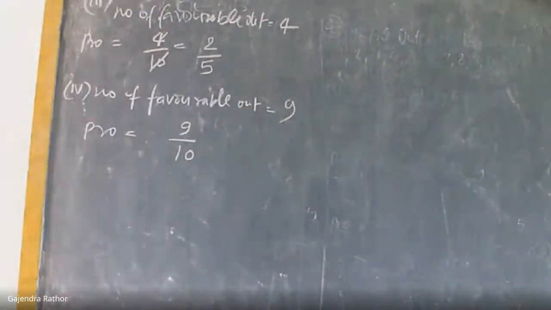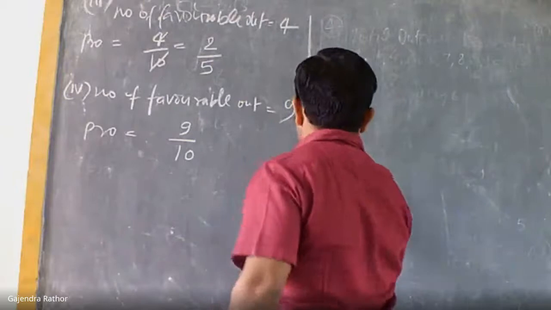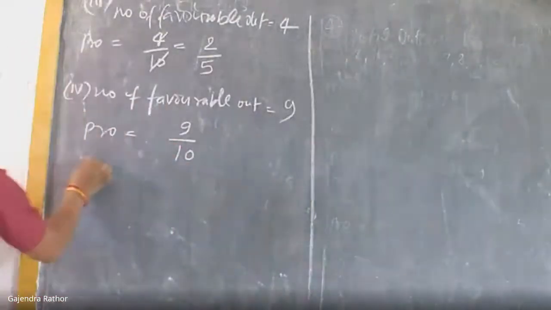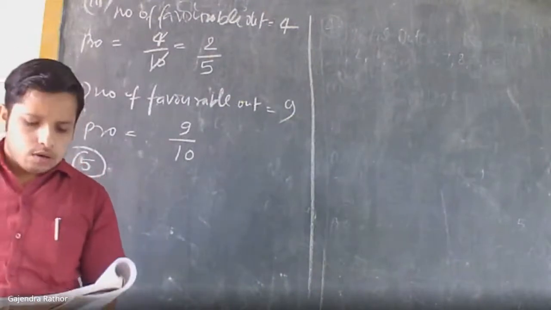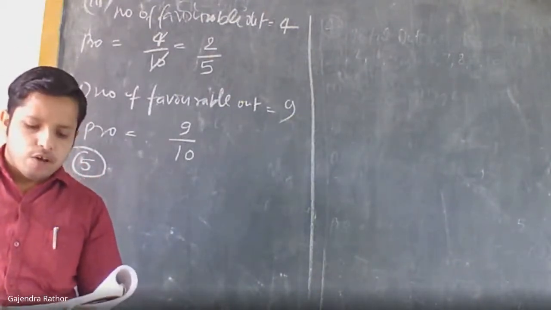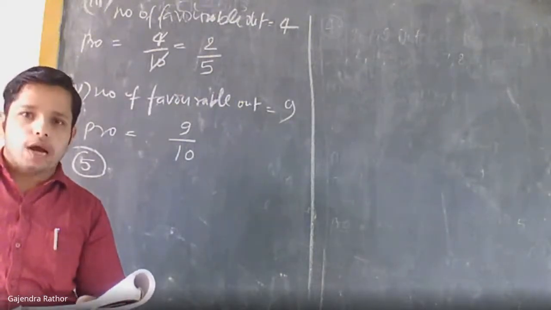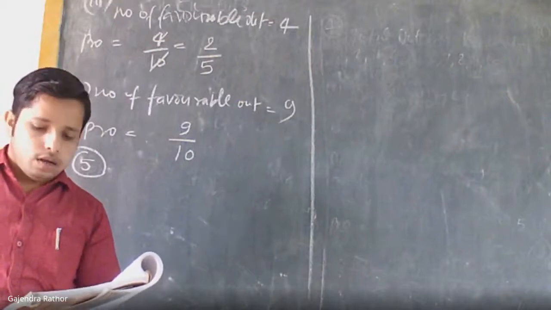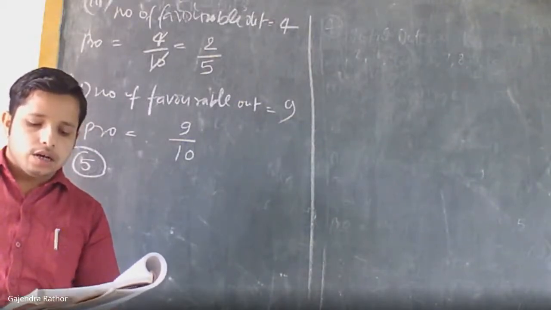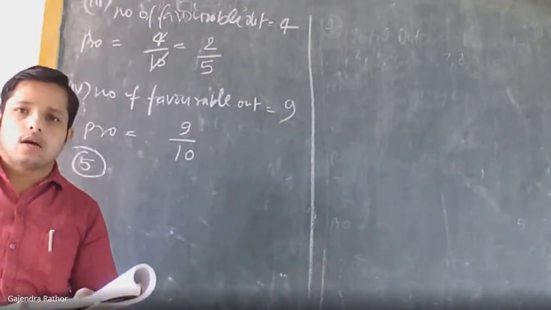So the next is question number 5. In this fifth question, you have a spinning wheel with 3 green sectors, 1 blue sector and 1 red sector. What is the probability of getting a green sector? What is the probability of getting a non-blue sector?